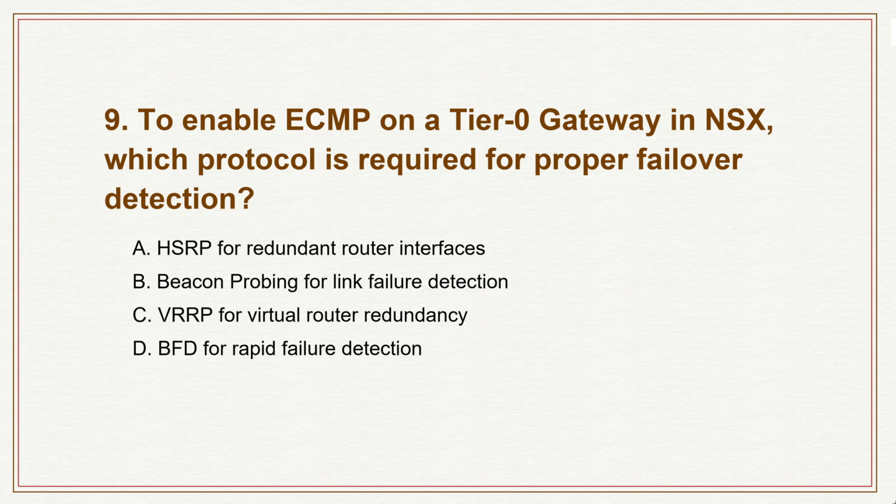So, the correct answer is: using BFD for ECMP on a tier 0 gateway ensures quick detection of path failures. This helps in rerouting traffic immediately, maintaining steady and reliable network service even if some connections fail.